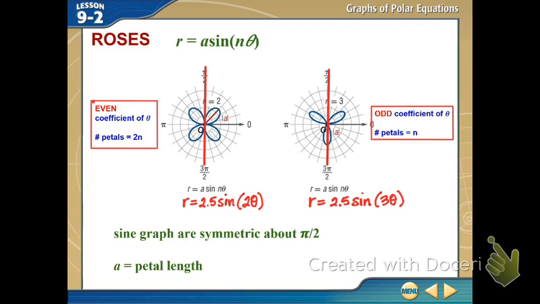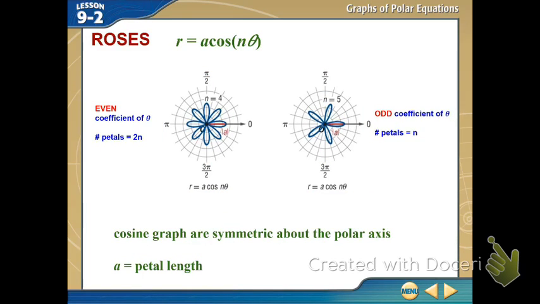And then the other thing that we want to notice is that the leading coefficient here and here, that's the petal length, okay? That's the petal length. So when we graph roses for sine, we want to look at the leading coefficient for the petal length, and we want to look at the coefficient for theta for the number of petals.